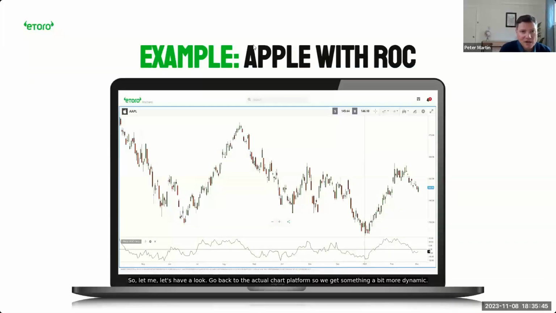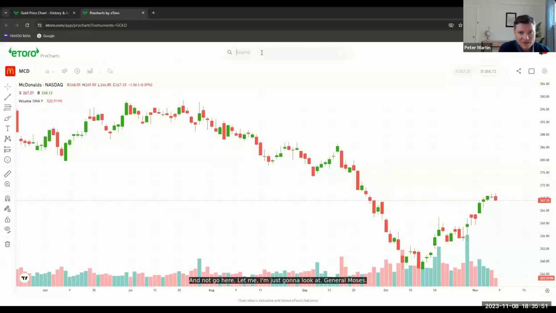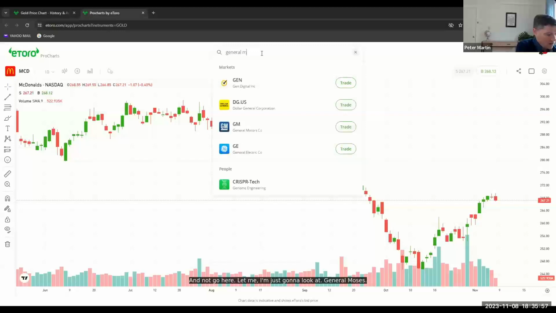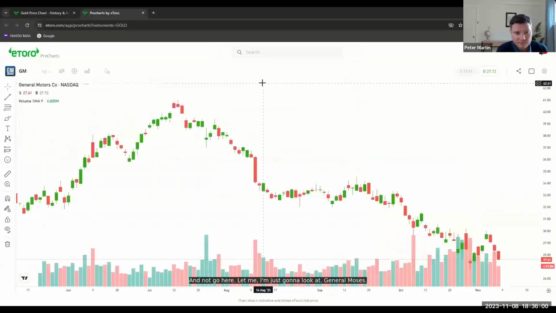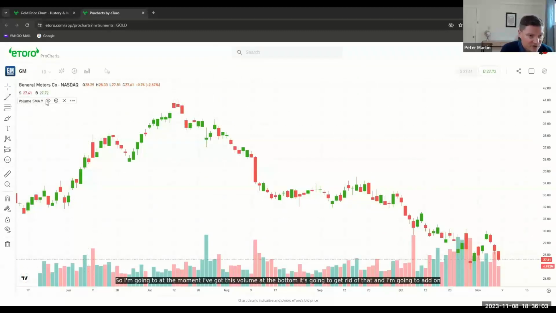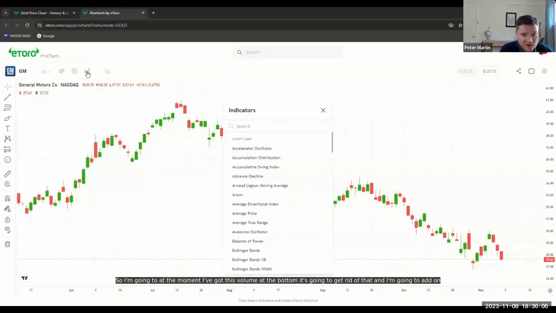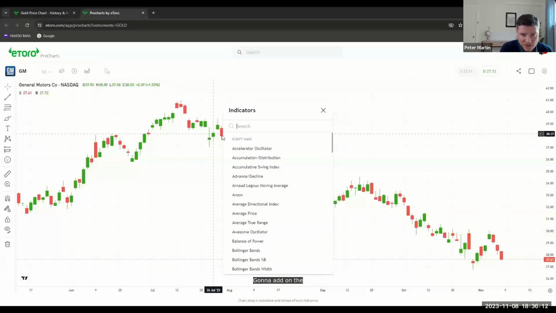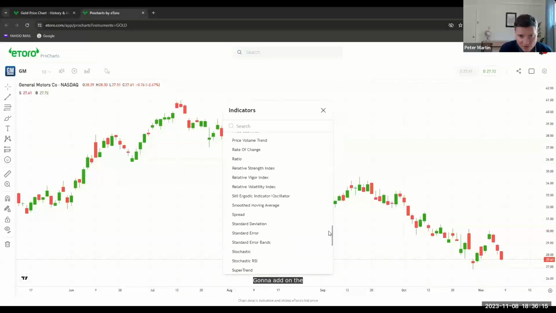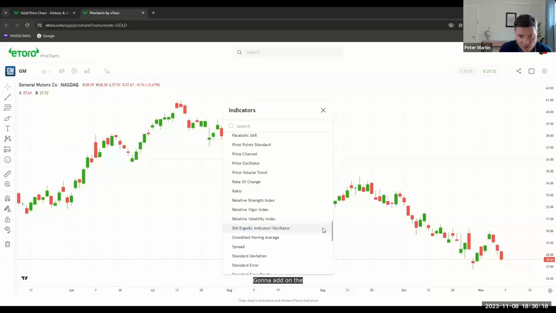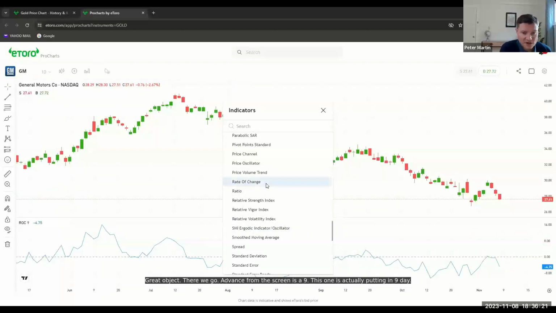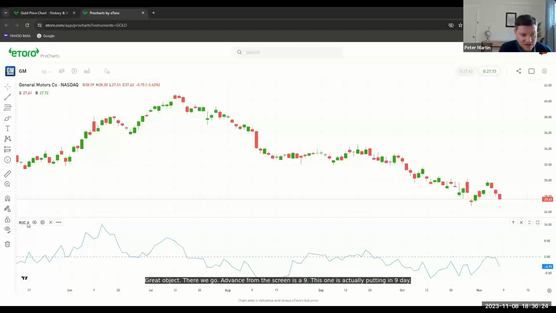So let's have a look. Go back to the actual chart platform so we get something a bit more dynamic. I'm just going to look at General Motors. At the moment I've got volume at the bottom. I'm just going to get rid of that, and I'm going to add on the ROC, rate of change. There we go. At the bottom of the screen, it's a 9. This one is actually putting a 9-day ROC on.